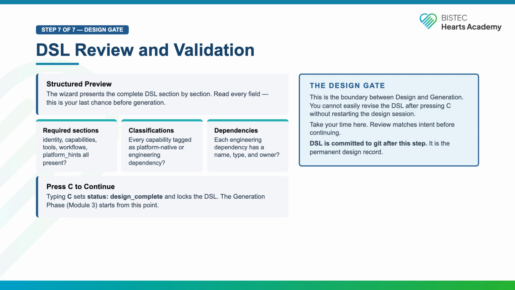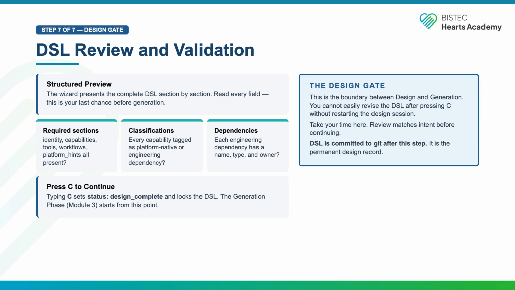If all checks pass, you read through the DSL yourself. This is not a formality. This is your last chance to verify that what is in the YAML matches what you intended to build. Check the orchestration type. Check the expertise areas. Check that every capability you expected is present and correctly classified. Check the engineering dependency owners. When you are satisfied, you type C to continue.